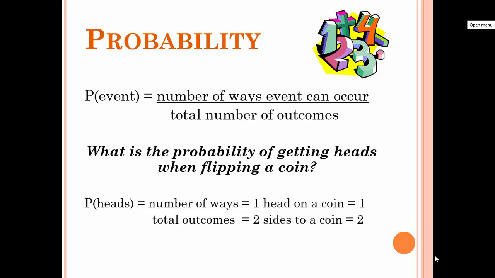If you're writing this out, the probability of getting heads is equal to the number of ways, which is 1 head on a coin, over the total outcomes, 2 sides to a coin. So the probability of getting heads is 1/2, one of those that we talked about that's 50%. It's give or take.